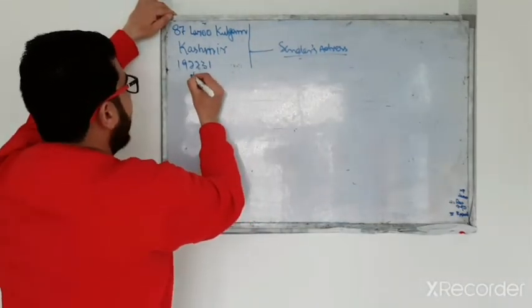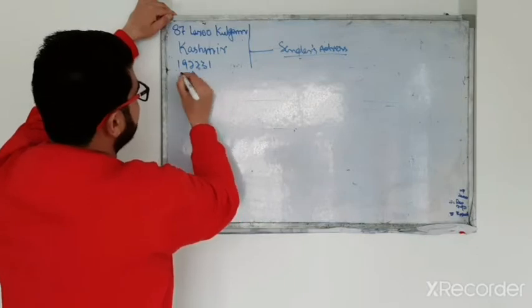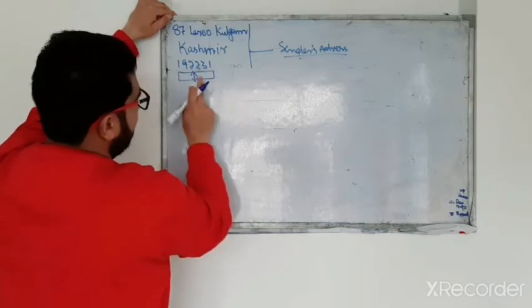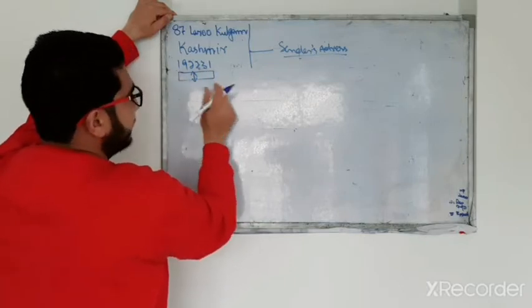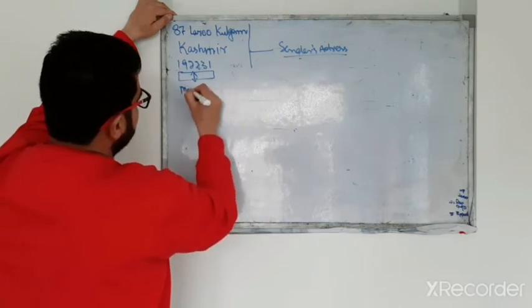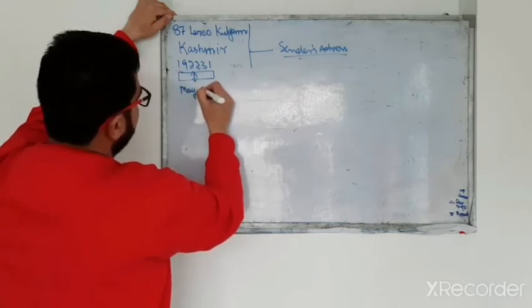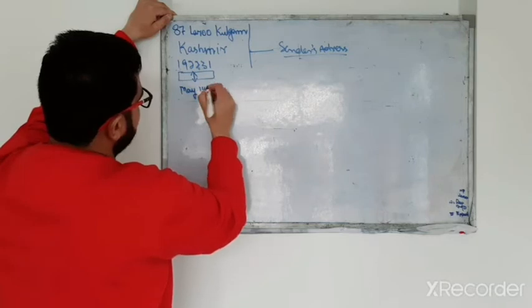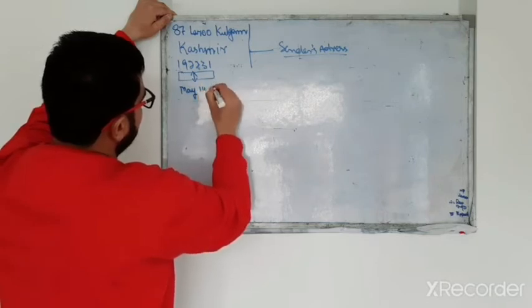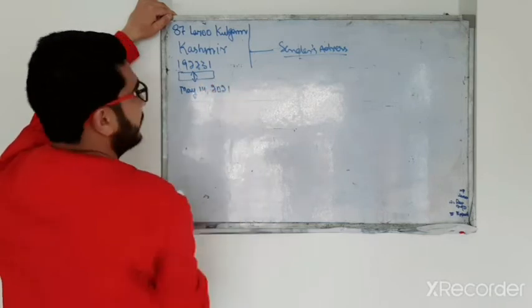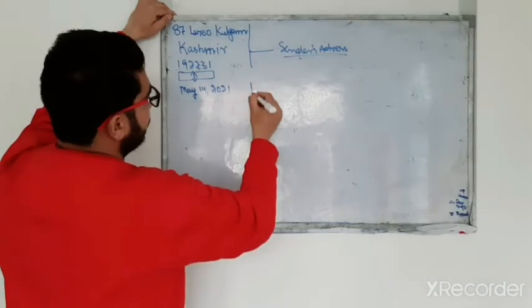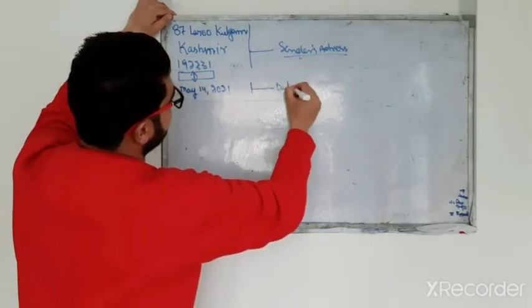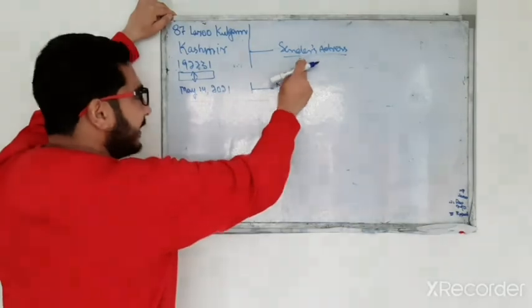Then we have to put a space here, and then the date. For example, it is May 14, 2021. This is the date. This is the sender's address, then the date.